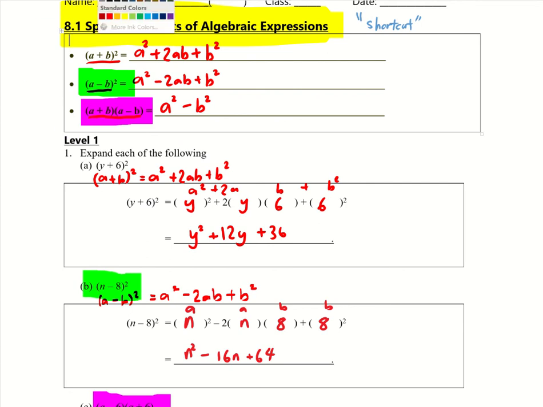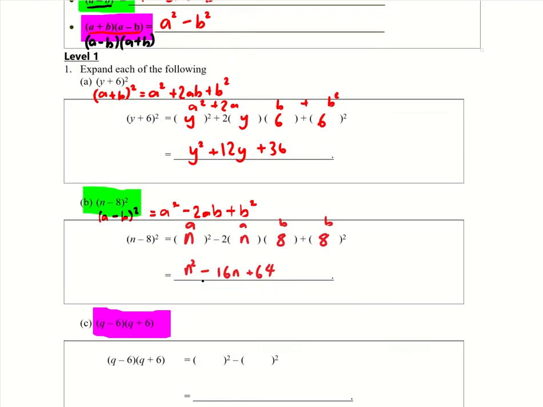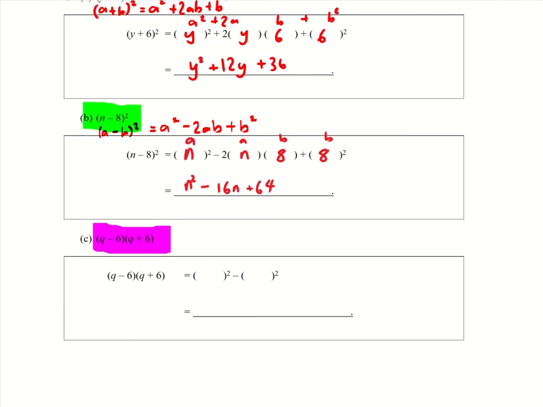Sorry, a minus b, a plus b. Okay, so this can also be written as a minus b, a plus b. It's the same thing. Either way, you'll still get a square minus b square. So if I expand q minus 6, q plus 6, I should get something square minus something square.